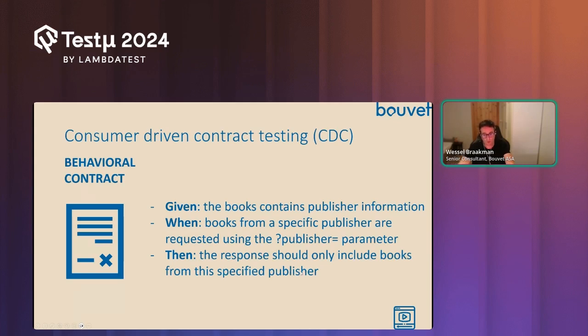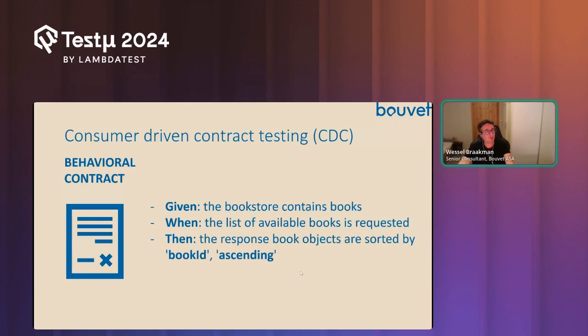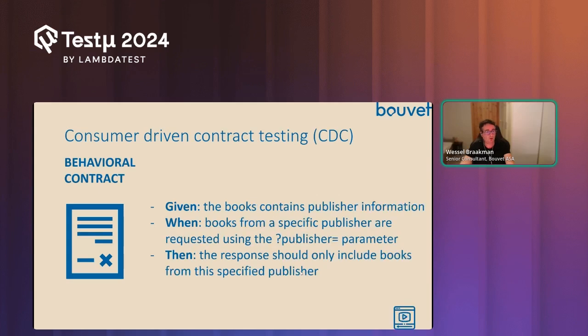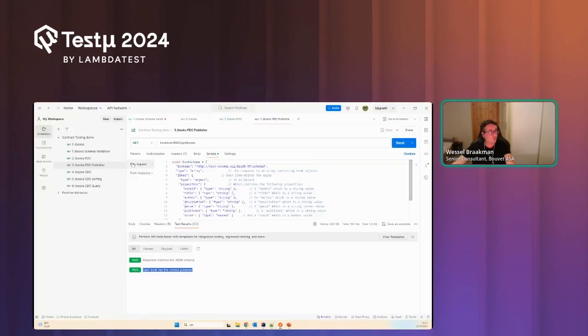So we'll look into Postman because there's a little icon on the bottom right. But we see here two behavioral contracts. So one of them wants the books to be sorted by book ID and from low number to high number. And the other one wants an extra parameter. And after that, the response should only include books from that specified publisher. So let's see if we can get that to work. Just open Postman.